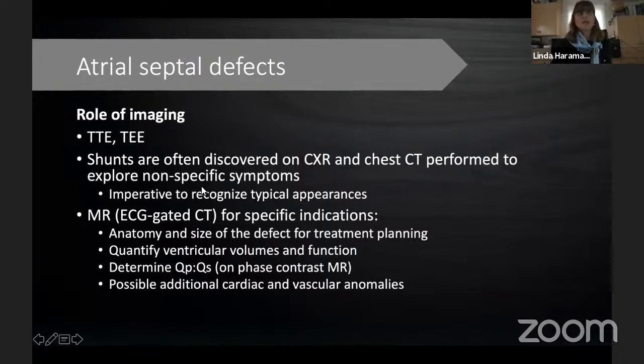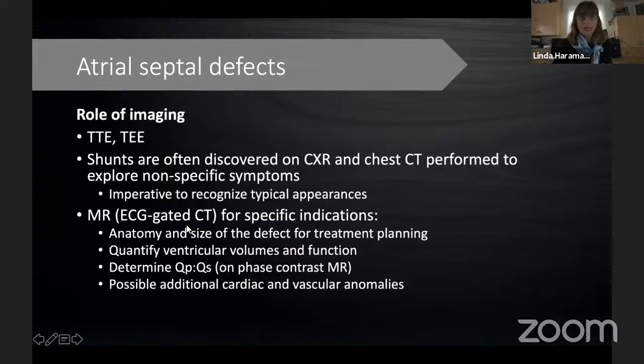If we know that there's a cardiac problem, we're going to do a more directed cardiac MRI, or in cases where MRI is more difficult to perform, we may do ECG-gated CT to answer specific questions, including anatomy and size of the defect, for treatment planning, although a lot of times that is done with transesophageal echo. Quantifying ventricular volumes and function, MRI is considered the reference standard for that, especially for the right ventricle, and right-sided cardiac volumetrics are very important when evaluating shunts.